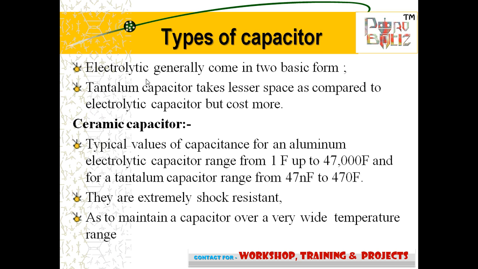Electrolytic generally comes in two basic forms. Tantalum capacitor takes less space as compared to electrolytic capacitor but costs more. Ceramic capacitor. Typical values of capacitance for an aluminum electrolytic capacitor range from 1 farad up to 47,000 farad, and for a tantalum capacitor range from 47 nanofarad to 470 farad. They are extremely stable, maintaining capacitance over a very wide temperature range.